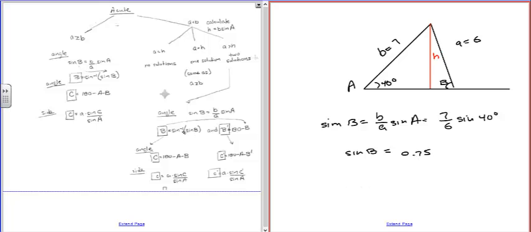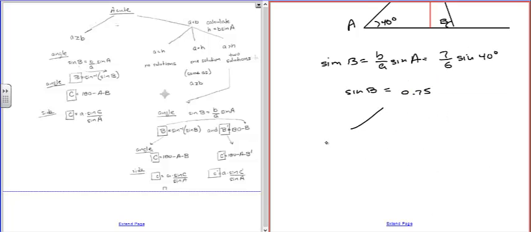So let's do the left-hand side first. One solution: B is the inverse sine of 0.75. This is the acute solution. We take the inverse sine of the answer, which is 48.6 degrees.